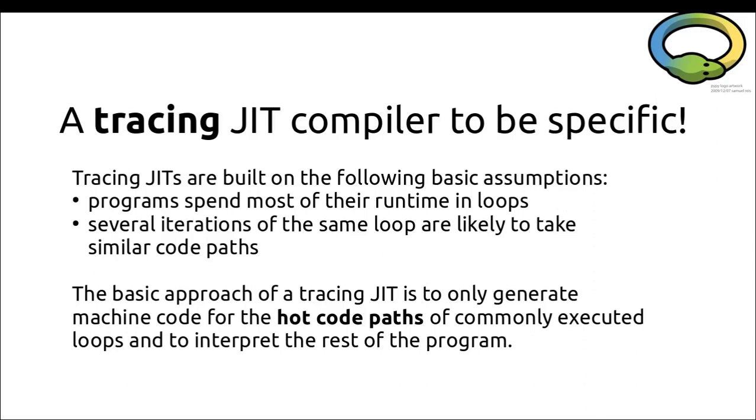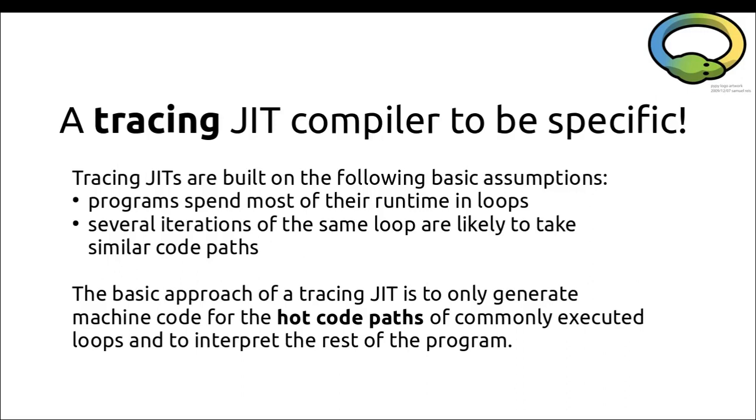And tracing JIT compilers are built on following basic assumptions that, first of all, the programs spend most of their runtime in loops, right? And several iterations of the same loop are likely to take similar code paths, which means that in most of the cases, the if conditions will provide you the same response. So you are trying to execute the same operations or the same commands in your loop a lot of times. So you can just compile all those cases and you can run your code faster.